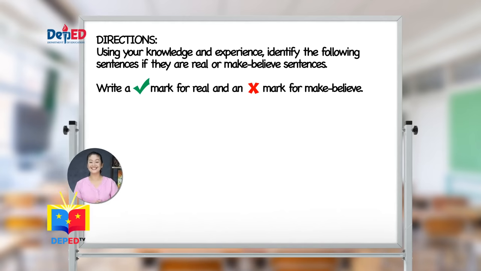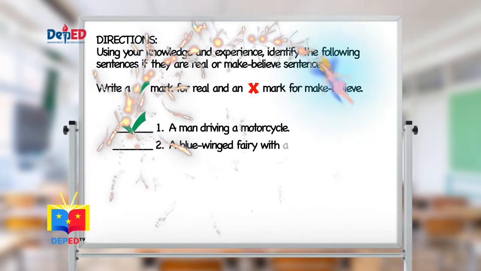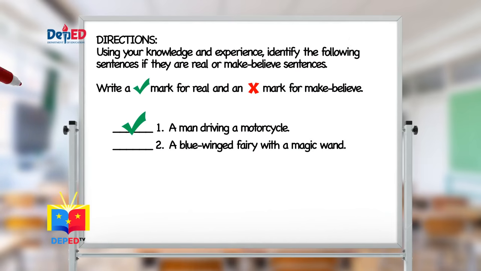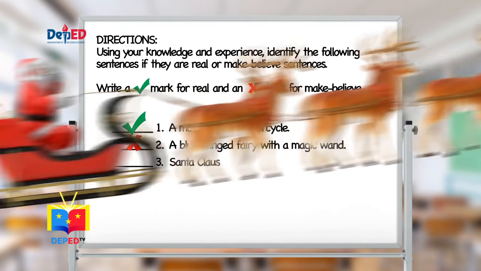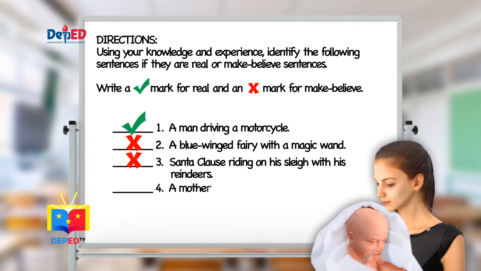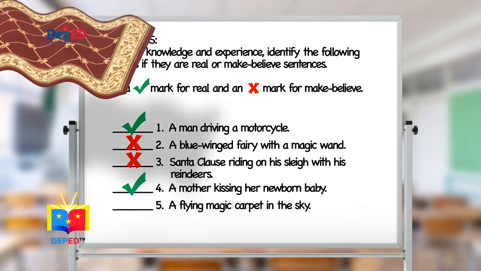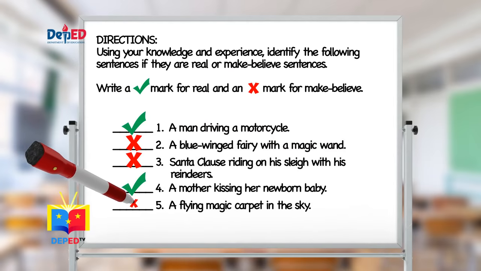Let's begin! Number one, a man driving a motorcycle. Answer, check. Number two, a blue-winged fairy with a magic wand. Answer, X. Number three, Santa Claus riding on a sleigh with his reindeer. Answer, X. Number four, a mother kissing her newborn baby. Answer, check. Number five, a flying magic carpet in the sky. Answer, X.